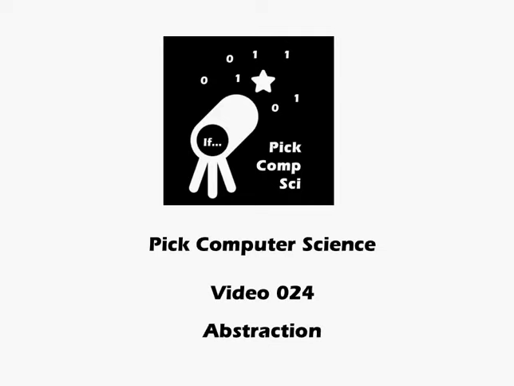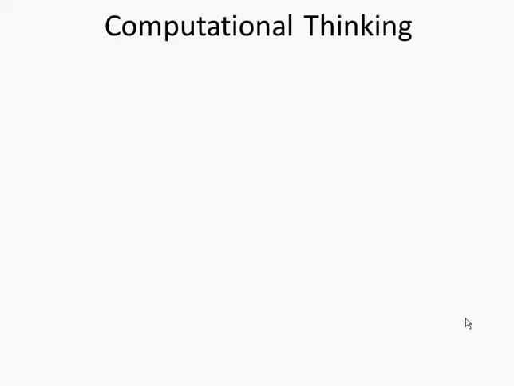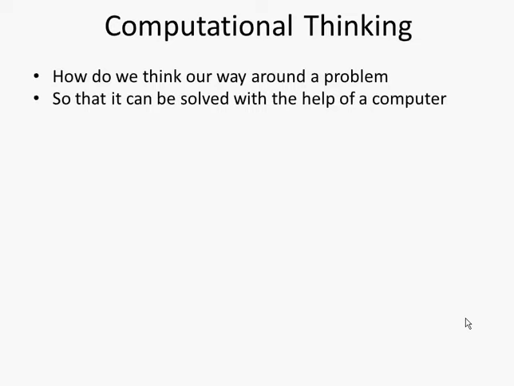What on earth is abstraction? That's what we look at in PIC Computer Science video number 24. Abstraction is part of something called computational thinking. And how I like to term computational thinking is how do we think our way around a problem so that it can be solved with the help of a computer.